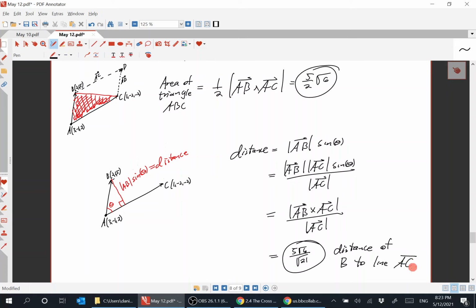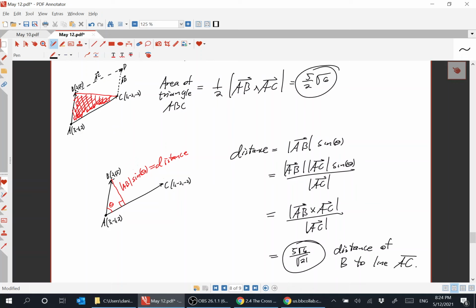So the line through AC, the distance from point B is this perpendicular distance, which by trigonometry is the length AB sine theta. But then we can just add in the factor of AC on the top and bottom of a fraction. This is the length of the cross product, which you already know, and then the length of AC. That's easy enough to calculate, and there it is right there.